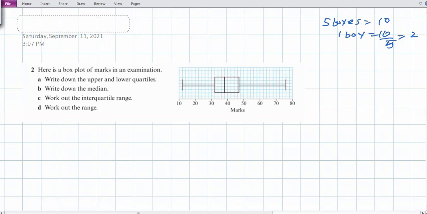Now this is 30, so this one is 32. So your Q1, lower quartile, is 32. Upper quartile now, this is the upper quartile. This one is 40, 42, 44, 46, then half of this one, 47. So Q3 is 47, because it's between 46 and 48. Write down the median. This one is the median. The median is at 38. So median Q2 is 38.